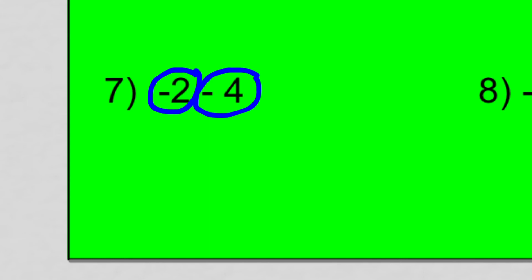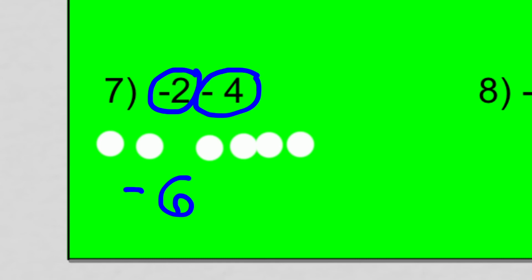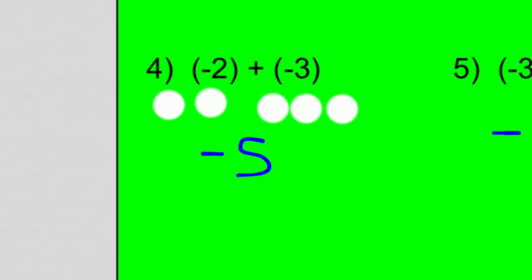Okay, I have 2 negatives, 2 clear integer disks. And I have 4 negatives. Doink, doink, doink, doink. Once again, I have nothing that cancels out. There's no black and whites or positives and negatives that cancel out. So I'm left with 2 negatives plus 4 negatives is 6 negatives. And it's the exact same thing that was happening up here.